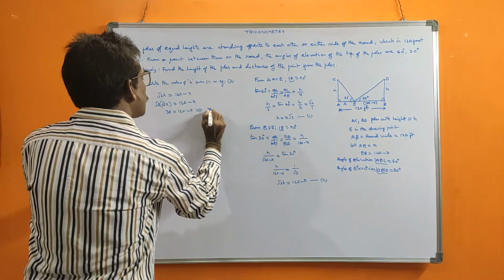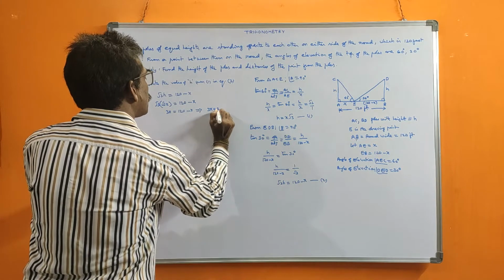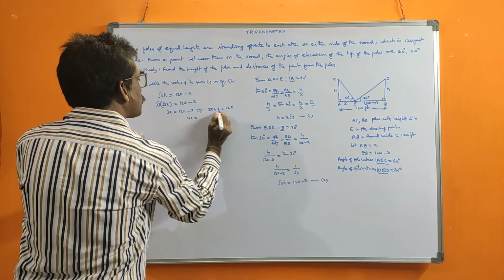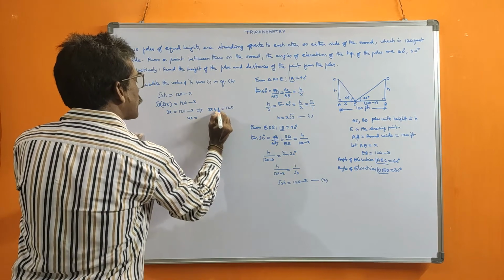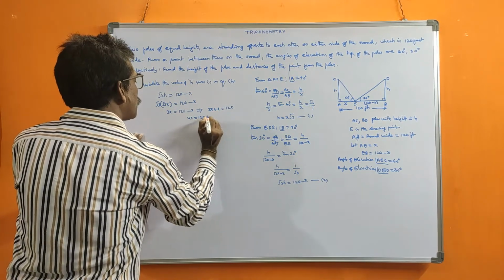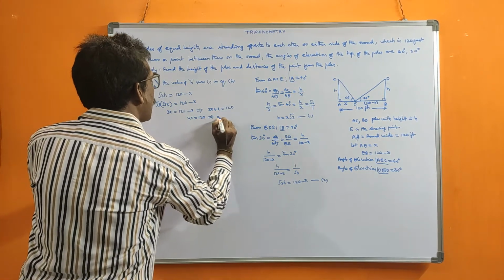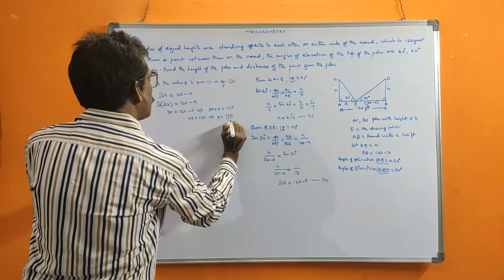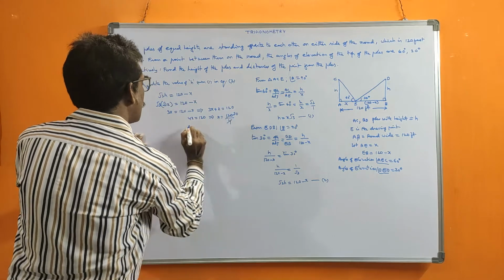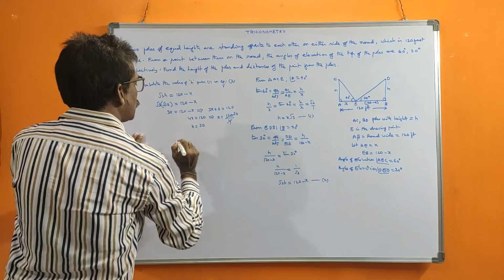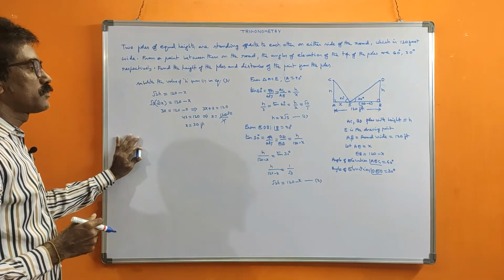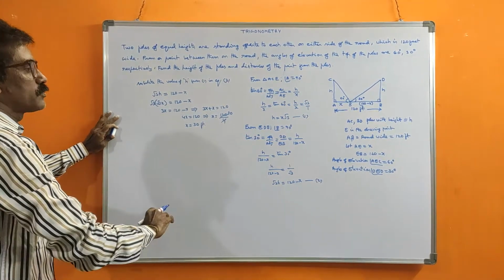Bringing this to this side, X plus 3X is 4X, so 4X is equal to 120. Implies X is equal to 120 divided by 4, which is 30. X is equal to 30 feet. You write feet. We got the X value; later we will write the statements.